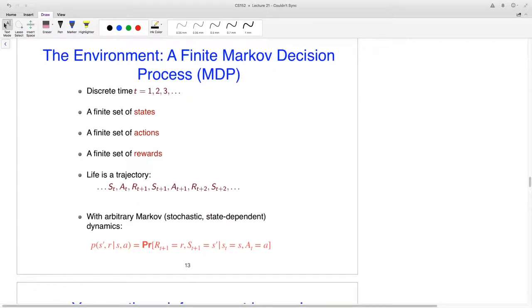All right, so our environment. We're going to assume our environment is a finite Markov decision process. For the moment, finite. Later on, we might look at infinite. We have a discrete set of time steps, a finite set of states, a finite set of actions, a finite set of rewards. I don't know why we need a finite set of rewards. It seems like anything in the reals should be okay. I have to think about that one.